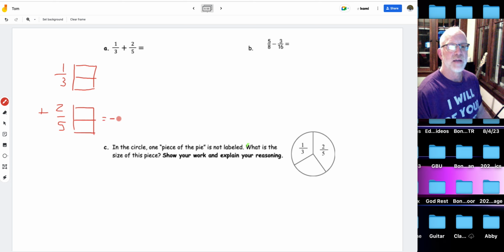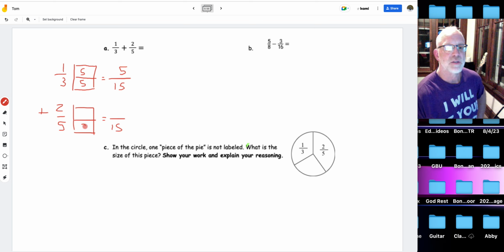So I said, well, what do you have to multiply to get those to 15? So in the giant 1 up here, I put 5 over 5. So 3 times 5 on the bottom is 15. And then in the numerator, 1 times 5 is 5. Okay. And then over here, I said 5 times 3 is 15. So I went 3 over 3.